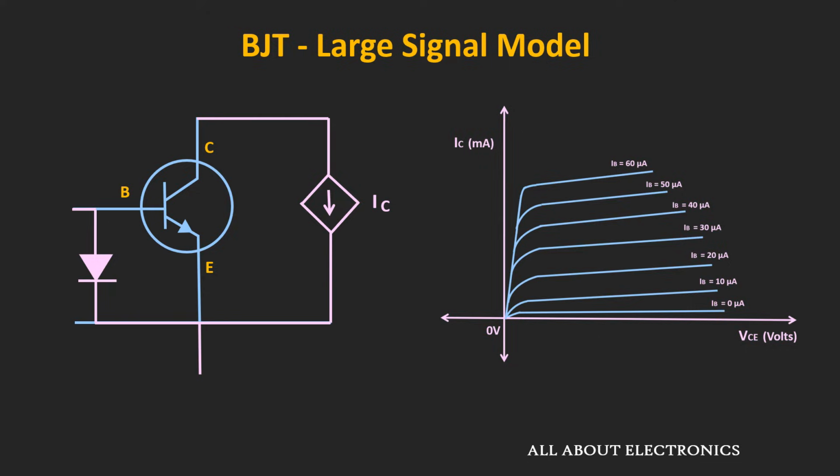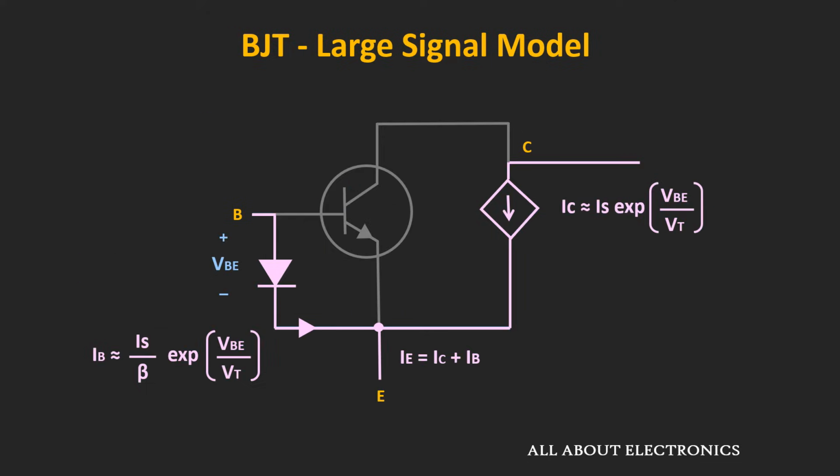So this is the equivalent representation of the BJT. Or in other words, this is the large signal model of the BJT in the forward active region. So here the collector current IC is equal to Is times e to the power VBE divided by VT.